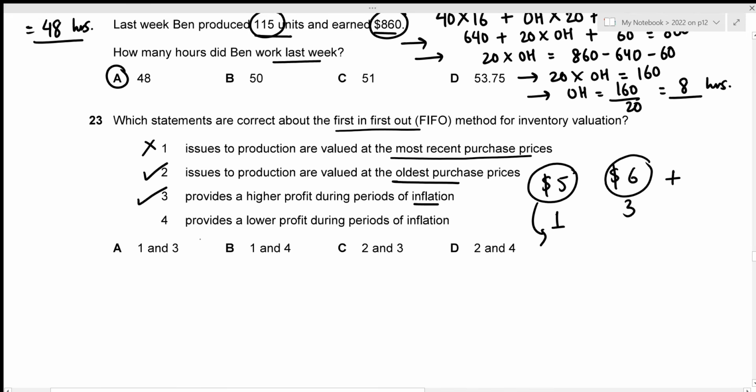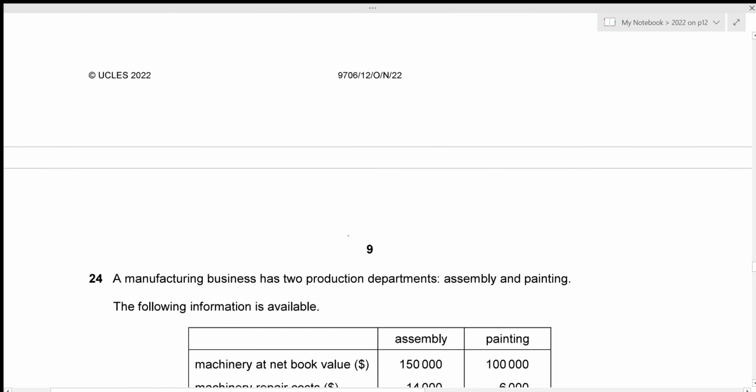So the statement 3 is going to be correct because it provides a higher profit during periods of inflation. Then the fourth statement states that it provides a lower profit during periods of inflation. We have already concluded that it actually provides a higher profit. So automatically our statement 4 is going to be incorrect. So the only correct ones are 2 and 3, which is given in option C. That's the correct answer. And this concludes question number 23. We can now move towards question number 24.